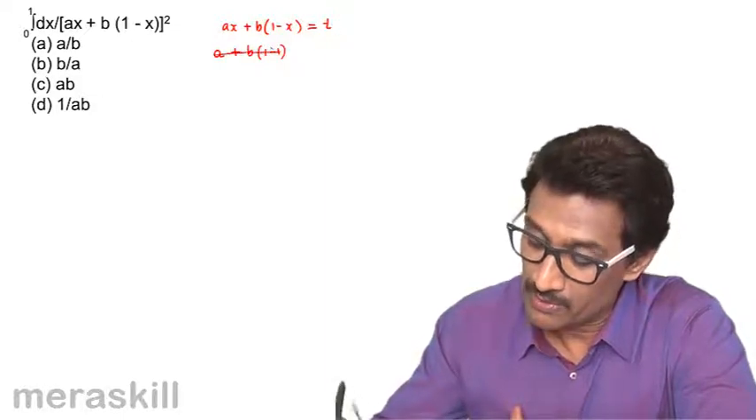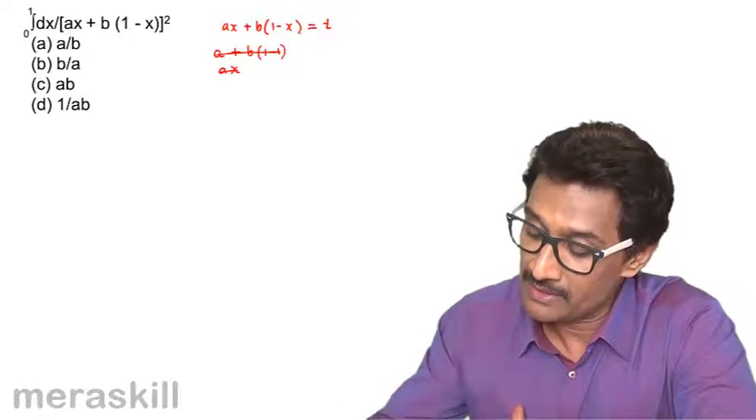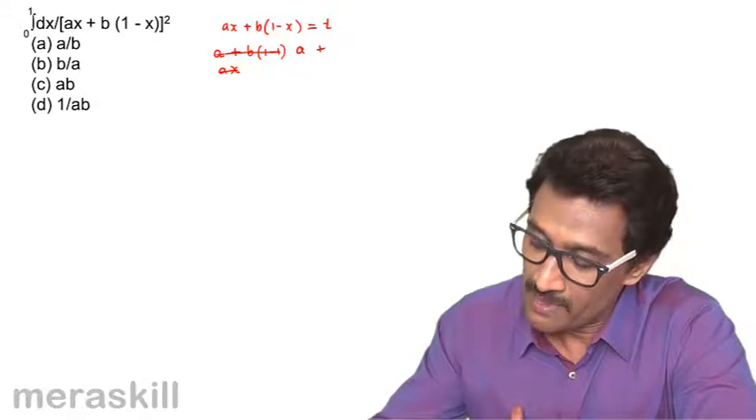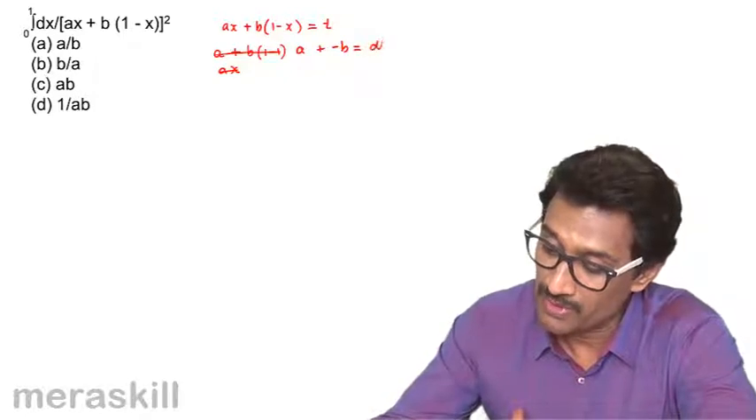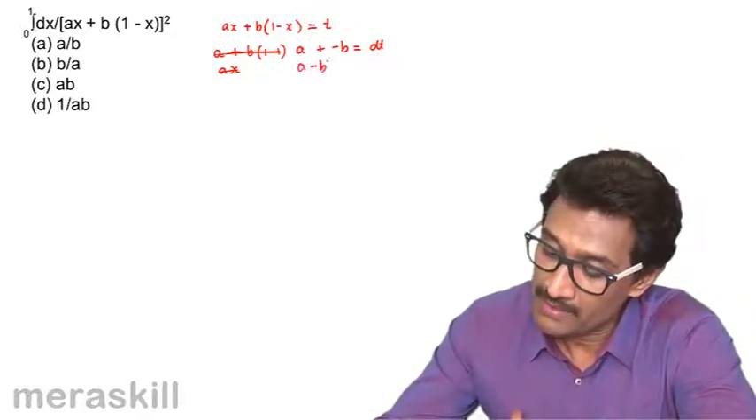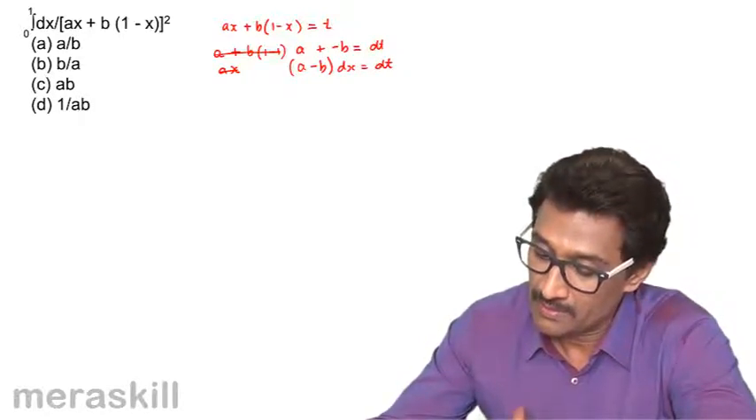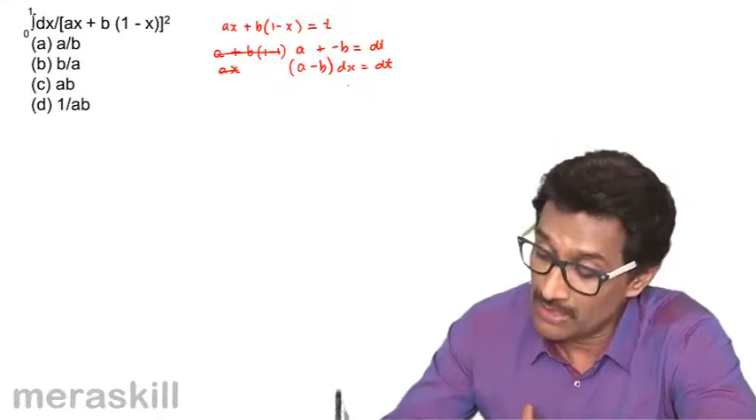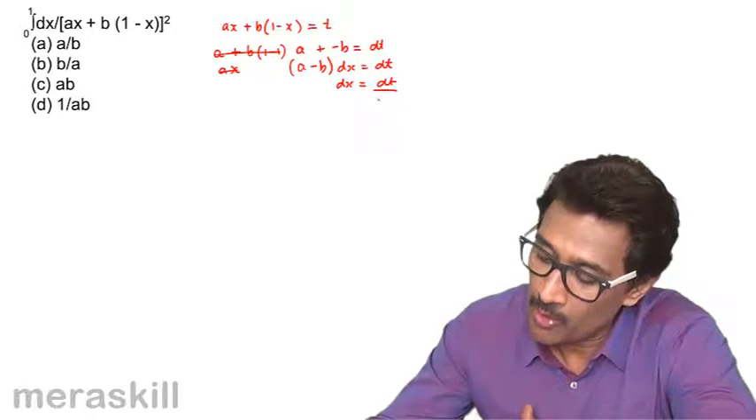So we'll do the thing. It's going to be ax plus b minus bx. You're finding the derivative, so it's going to be a, plus b whose derivative is 0, minus bx whose derivative is minus b, which is going to be dt. So (a minus b) dx is equal to dt. Right? (a minus b) dx is equal to dt. That means dx is going to be dt upon (a minus b).